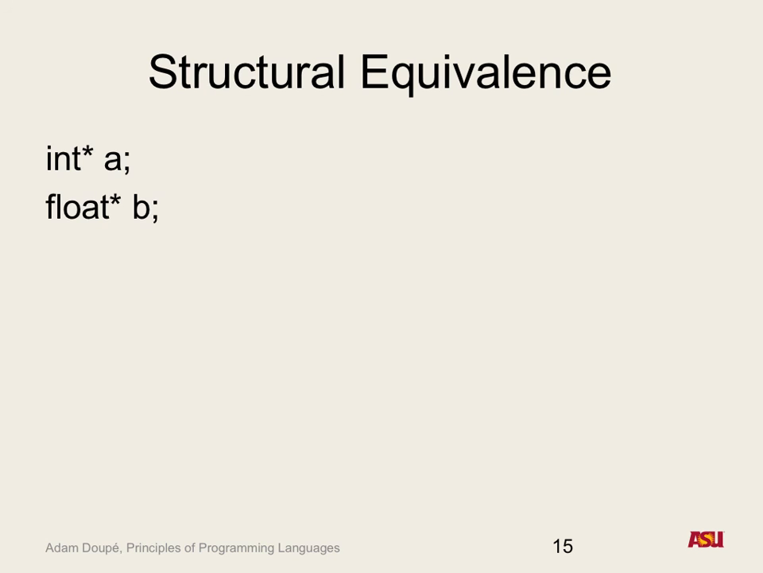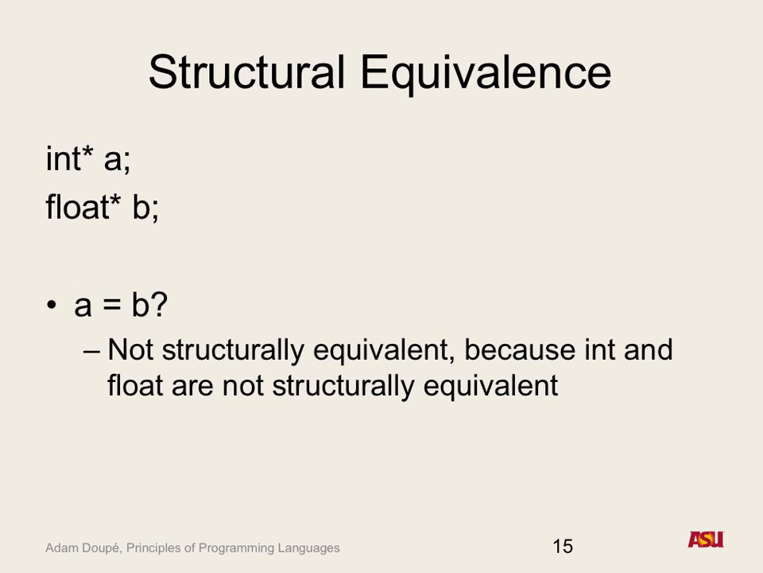We have int pointer a and float pointer b, and we say, can a equal b? No, because they're pointers to different types. We see pointer to int and pointer to float, and we ask, are these two structurally equivalent? Well, they are if what they point to are structurally equivalent. Is int structurally equivalent to float? No. So here we have a recursive definition: two pointers are structurally equivalent if what they point to is structurally equivalent.